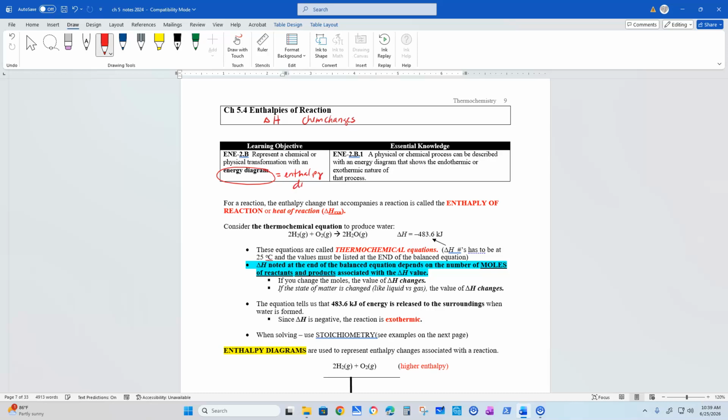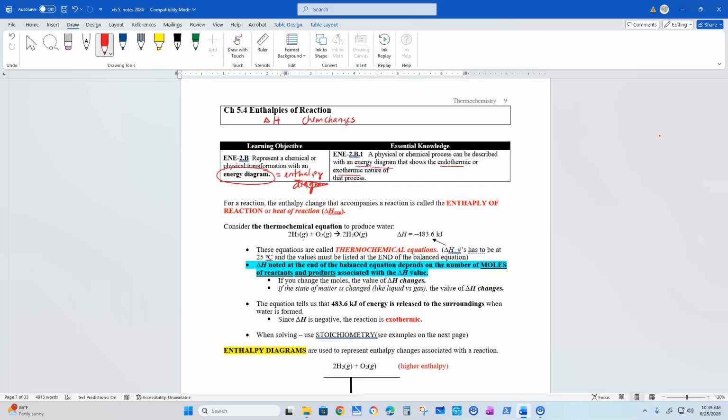As you see down at the bottom, oops, don't know why that triangle's there. A physical or chemical process can be described with an energy diagram to show whether it is endothermic or exothermic. So first, what do we mean by enthalpy of reactions?